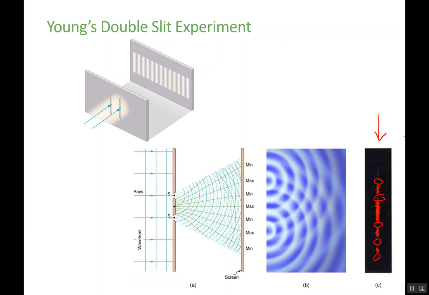So this concludes this lesson. In the next lesson, we'll talk about other consequences of the wave nature of light and diffraction.